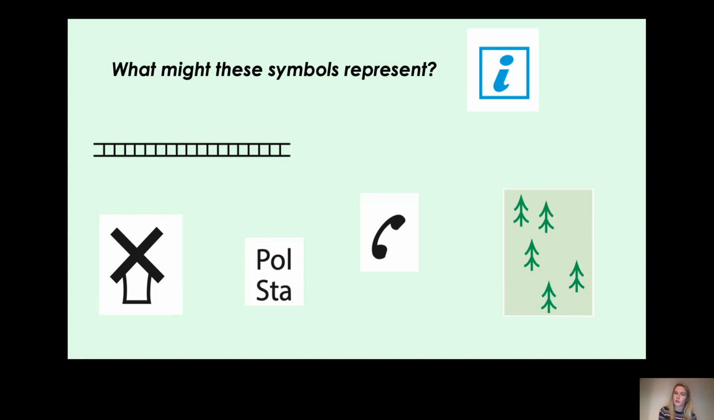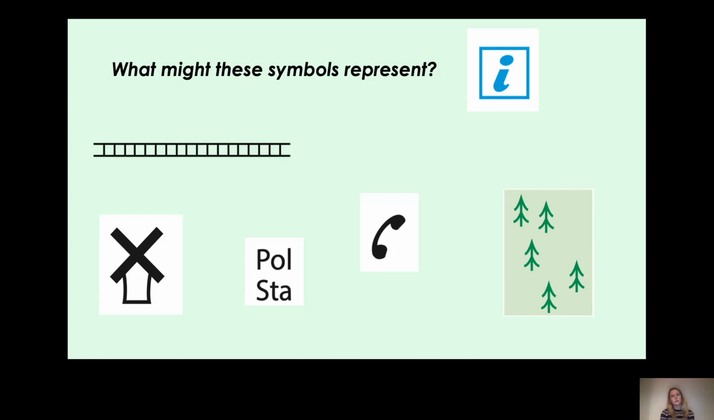Now here we have some more symbols. We're going to look at the first two together and try and work out what they represent. So we've got two lines going across and then lots of little lines going down. Now what do I know that looks like that in real life? Well, I know a ladder looks like that. Do you think a ladder is represented on an Ordnance Survey map? No, I don't think there would be either. Okay, so it's not a ladder.